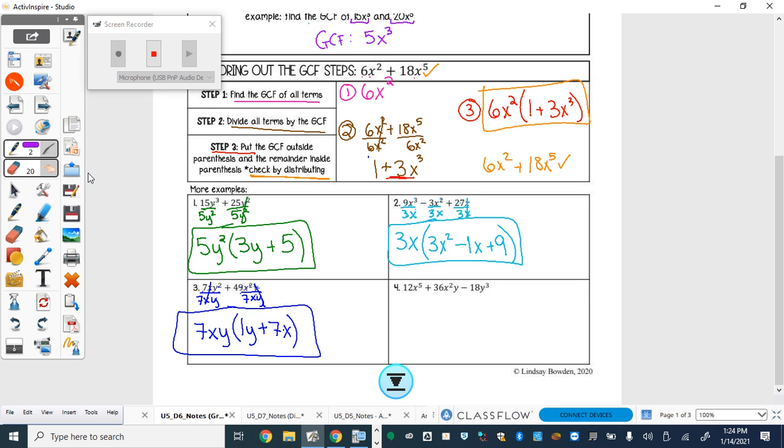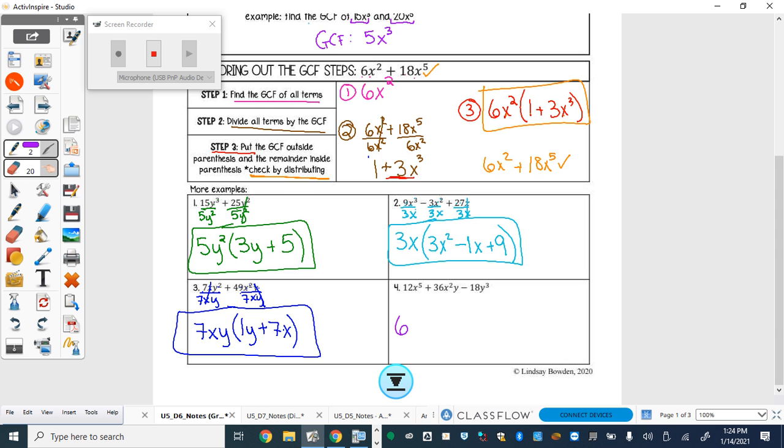All right, example for this trinomial here. We got 12, 36, 18. When I first look at the 12 and the 36, I think, okay, 12, but 12 doesn't go into 18, so there goes that idea. So 12, 36, 18, my GCF for the numbers would be a 6.